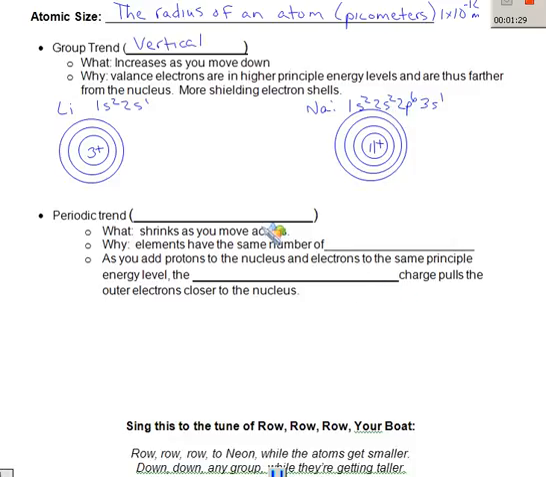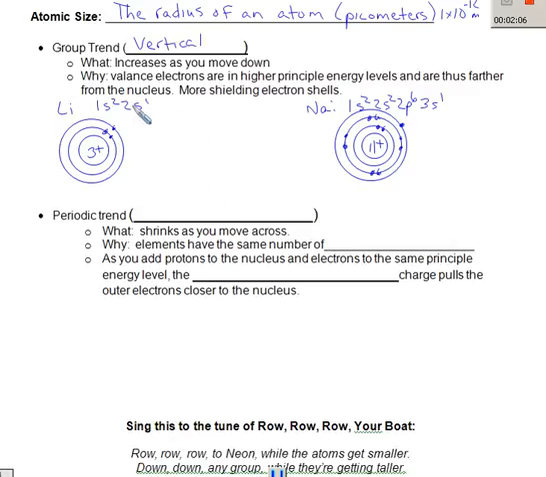Okay, now, as we look at lithium going to sodium, we can see that we have added 1 additional principal energy level. Now let's populate these energy levels with electrons. We have 2 electrons in the first principal energy level, 1 in the second, and here we have 2 in the first, 8 in the second principal energy level, and 1 electron, the valence electron, in the third principal energy level.